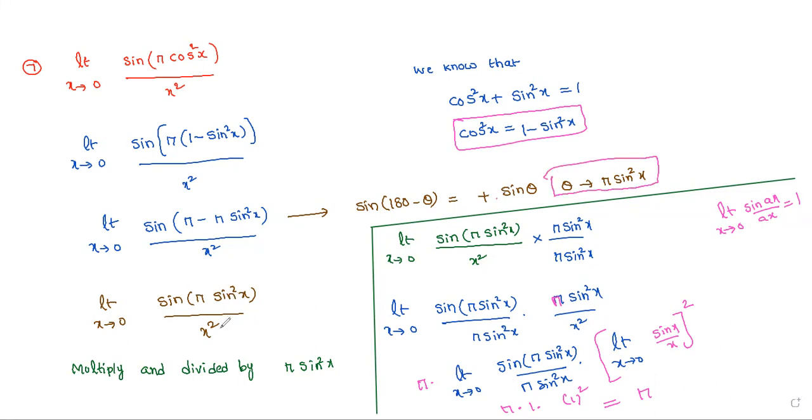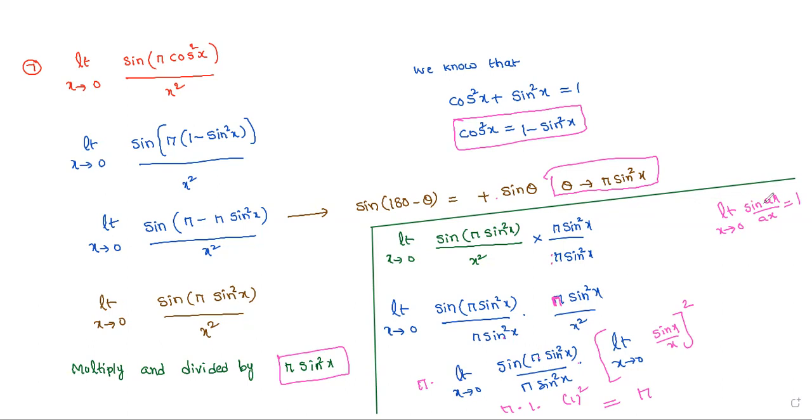Sine of pi sin square x by x square. Both numerator and denominator are divided by pi sin square x. I will write the formula sine of pi sin square x, and take the denominator pi sin square x, next pi sin square x, just the denominator values are exchanged by x square. Pi is a constant, outside. Limit x tends to 0, sine of pi sin square x by pi sin square x, into limit x tends to 0, (sin x by x) whole square, both powers the same.